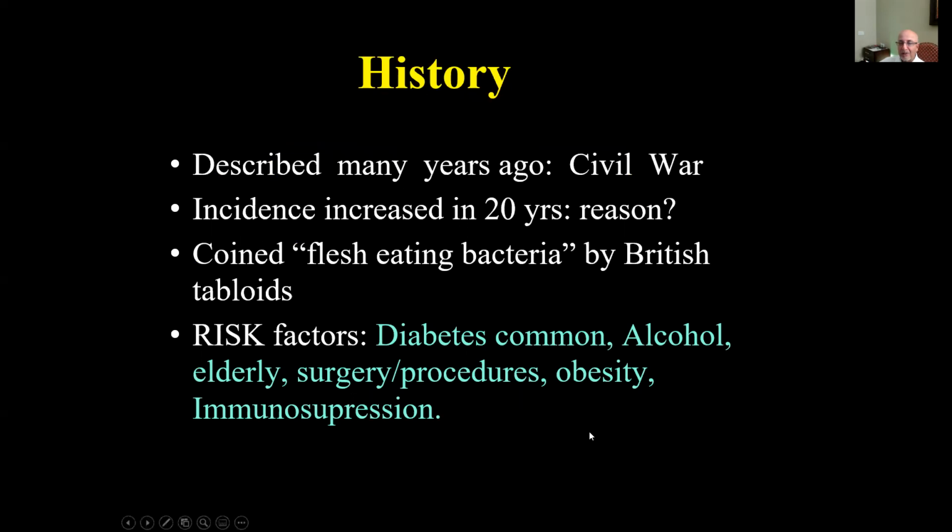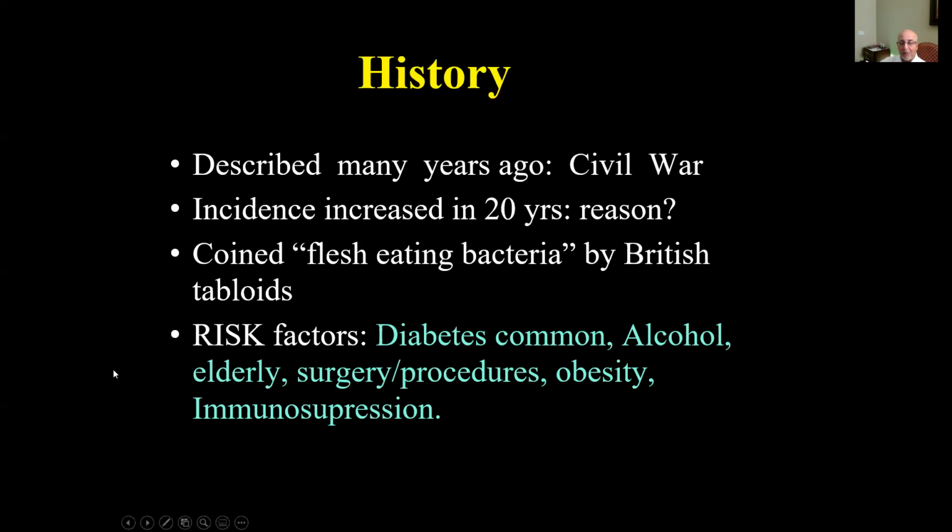Necrotizing skin infections have been described in the history for many years, including the time of the Civil War. And recently, over the last 20 to 30 years, there has been an increase in the incidence of necrotizing soft tissue infections. In the past, the British tabloids coined the term flesh-eating bacteria. However, this is a misnomer, as there are many different types of bacteria that can lead to these necrotizing infections.